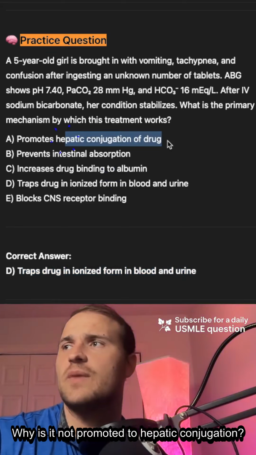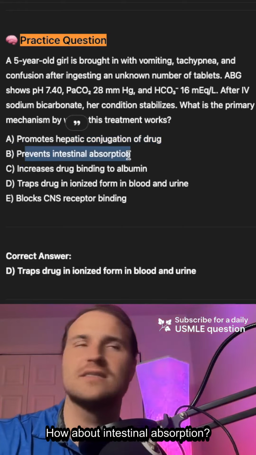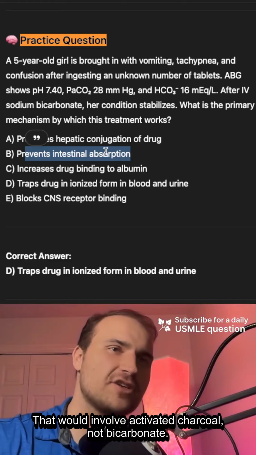Why does it not promote hepatic conjugation? That's the metabolism pathway, and it's not going to be enhanced by bicarb. How about decreasing intestinal absorption? That would be activated charcoal, not bicarb.